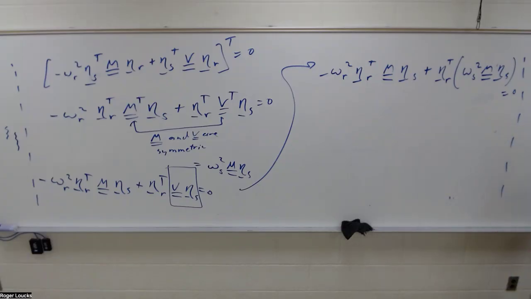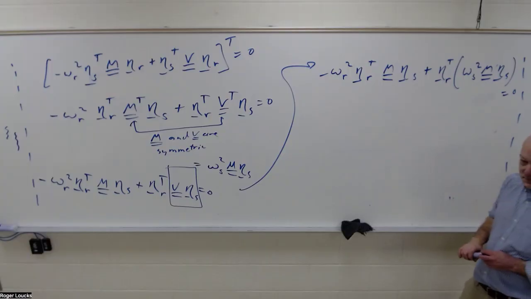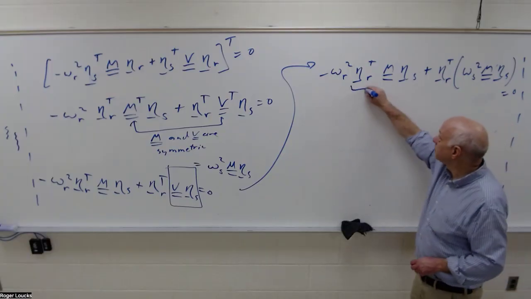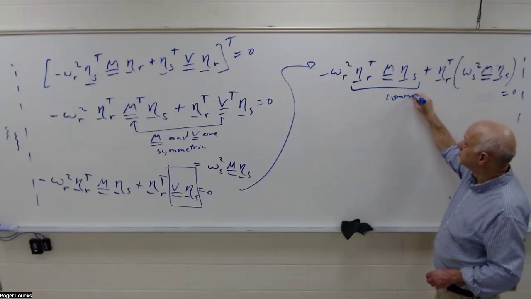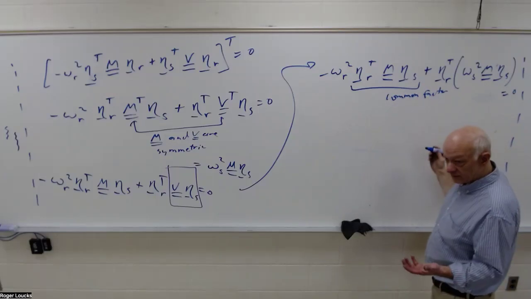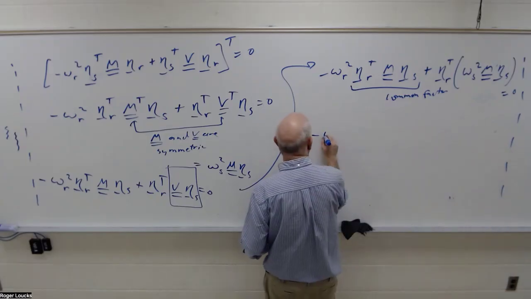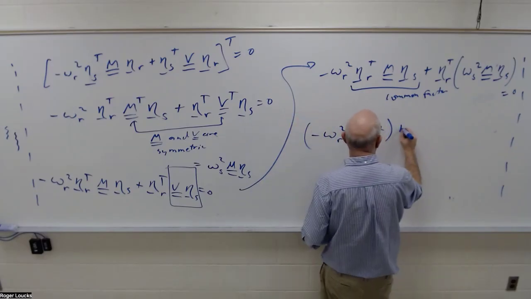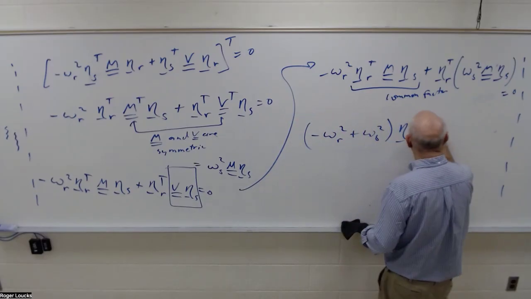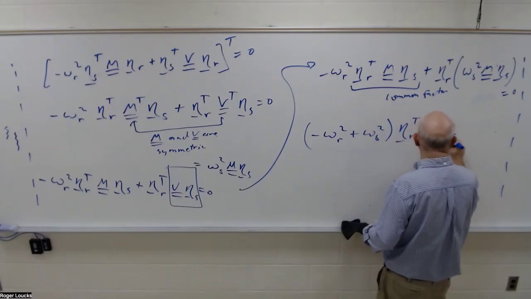Is there anything that's common to both of these terms? M eta S. Yes, this is common to both of these, right? I'm going to factor that out on the right. So I'll write this as omega R squared plus omega S squared, all times eta R bar transpose M eta S.